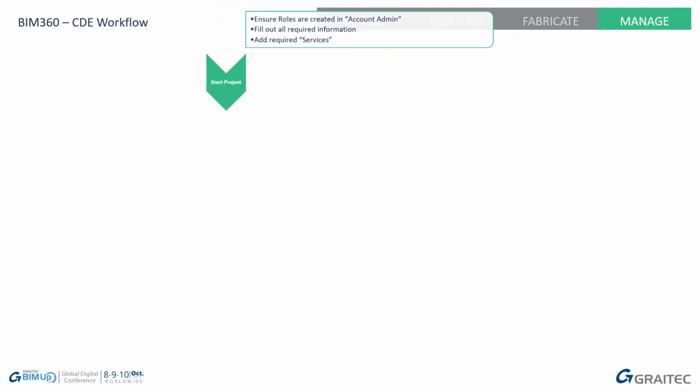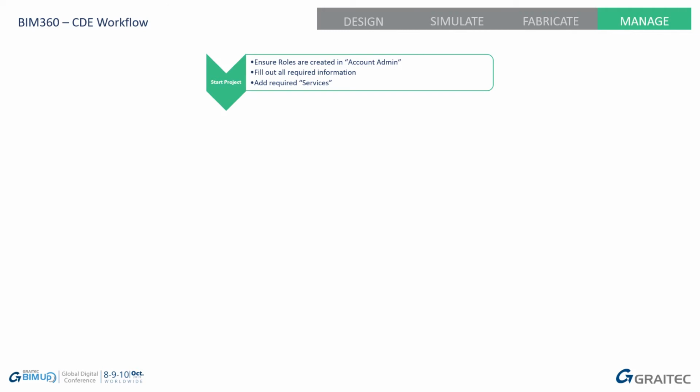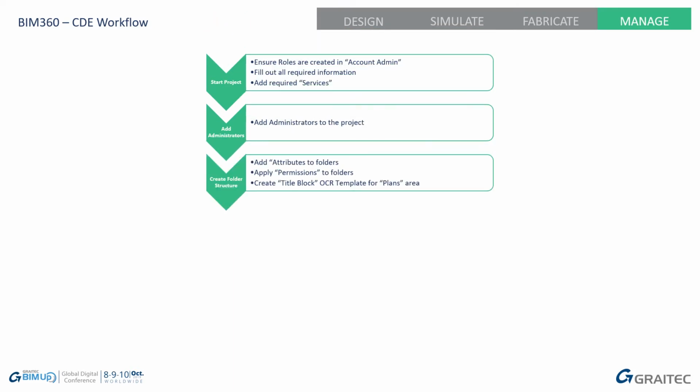So what we're going to do is we're going to start the project, ensuring the roles are created in account admin, fill out required information and add the required services. We're going to add administrators to the project. We're going to create the proper folder structure. You can use a template for doing this if you've done it on other projects before. We're going to add attributes to the folders. We're going to apply permissions to the folders. And we're going to create title blocks, otherwise known as OCR templates for the plans area.